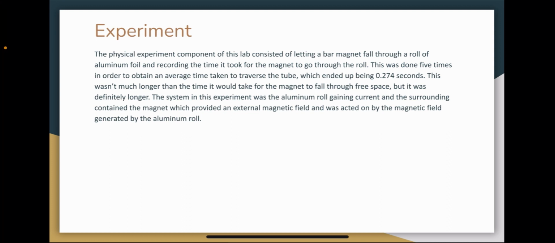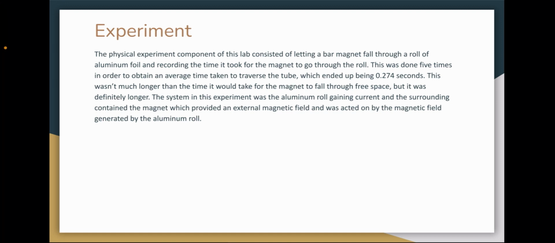The physical experiment component of this lab consisted of letting a bar magnet fall through a roll of aluminum foil and recording the time it took for the magnet to go through the roll. This was done 5 times in order to obtain an average time taken to traverse the tube, which ended up being 0.274 seconds. This wasn't much longer than the time it would take for the magnet to fall through free space, but it was definitely longer.